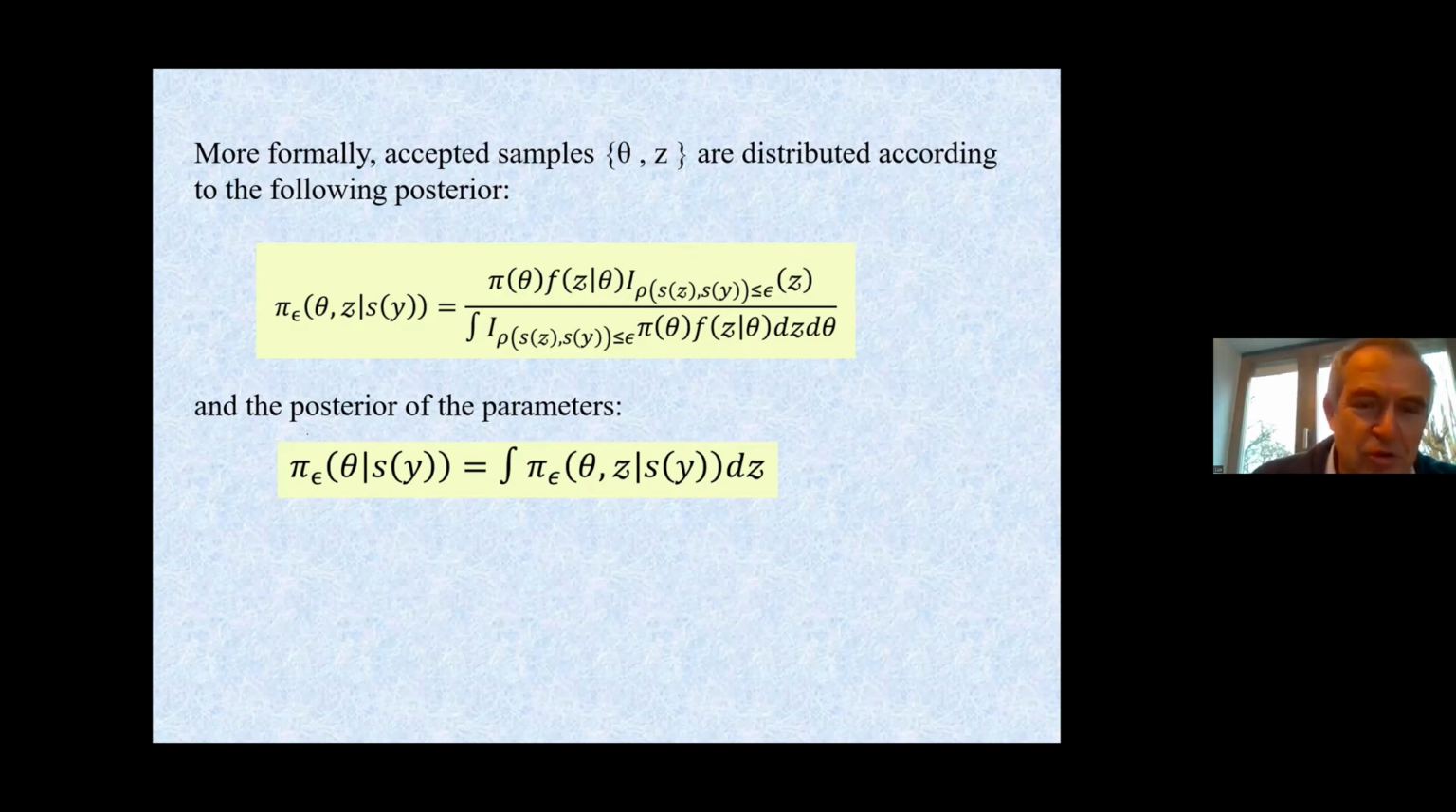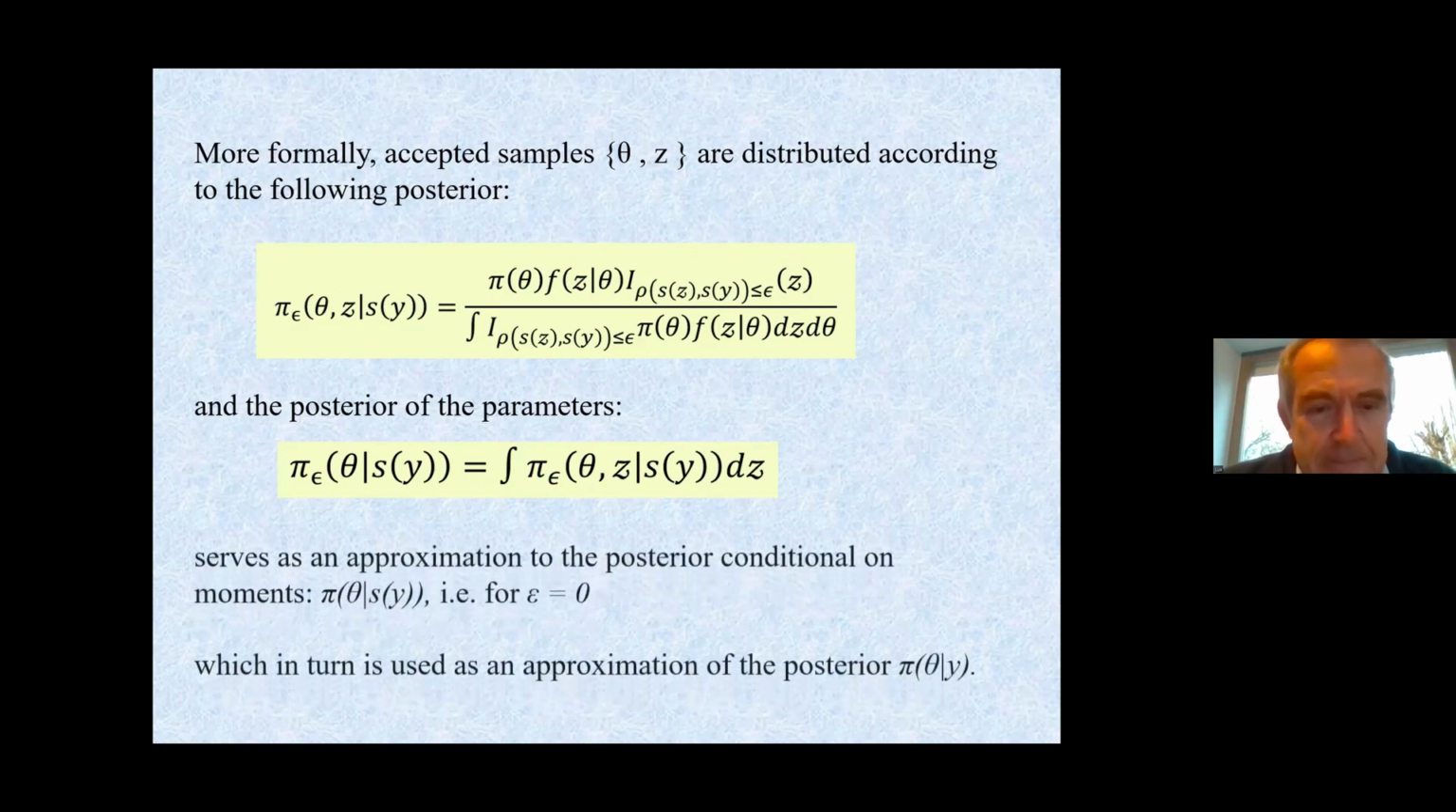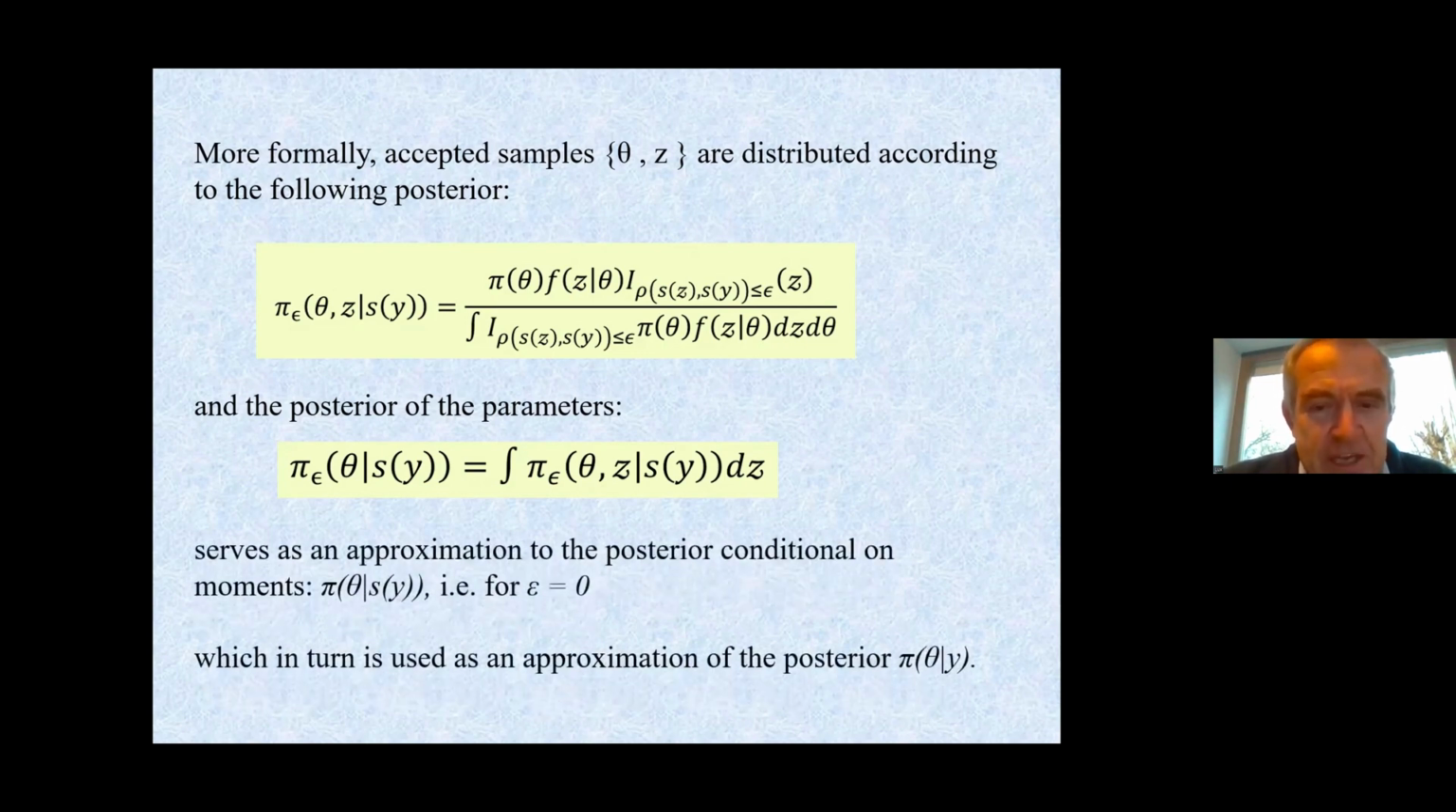And the posterior of the parameters then is obtained because that's the joint posterior of the parameters and the simulation. The posterior of the parameters itself under the moments is obtained as the integral over the simulations, but that simply means that you count the number of cases that lead to a certain parameter value. This serves as an approximation for the posterior conditional on the moments, because you don't fit the moments exactly, you only fit a neighborhood of the moments that you observe in the empirical data.